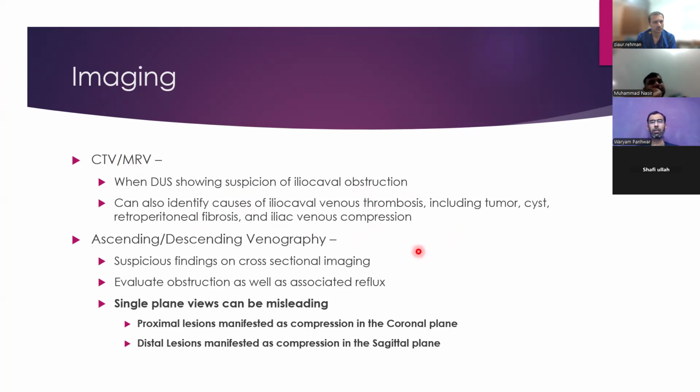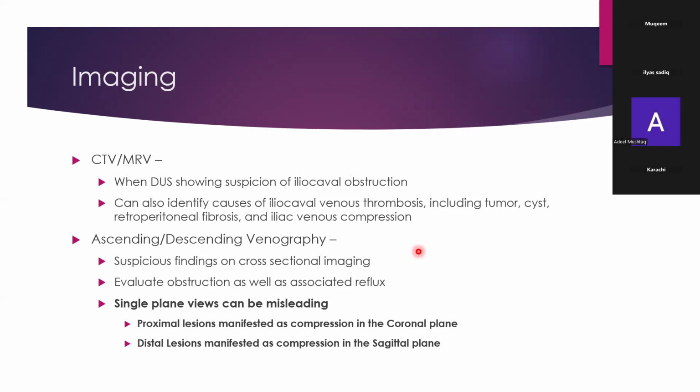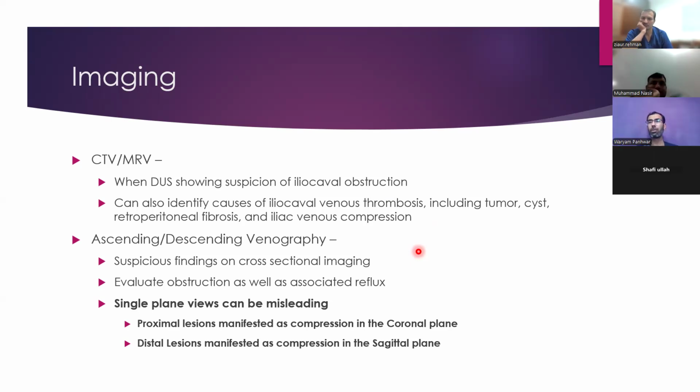Ascending and descending venography, most of the time, are now only left for intervention purposes, not for diagnostic purposes, because of the high quality ultrasound scans, CT venography, and MR venography. But still, in some cases, when the patient is highly symptomatic and we are suspicious on CTV, MRV, and duplex findings about May-Turner or some iliac stenosis or post-thrombotic syndrome, then venography can be offered with or without IVUS.